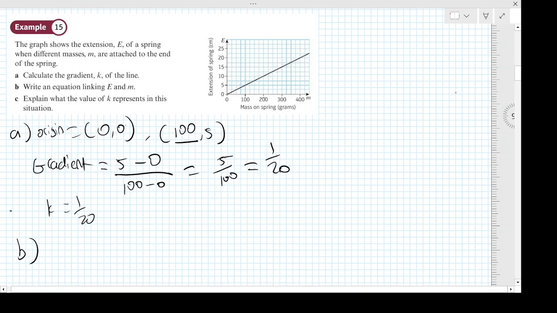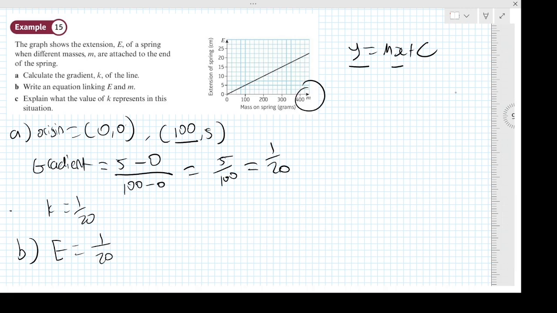Part B. Write an equation linking E and M. Okay, well, again, this is a straight line, and as we discussed, every straight line looks like it's in the form y is mx plus c. Where again, y on the vertical axis is E this time, so E is going to be equal to mx. Okay, well, m's the gradient. We discussed this, 1 over 20, right? So that's going to be then mx. Well, x is not x, it's M, because that's on the sort of x-axis. It's the horizontal. M plus c.